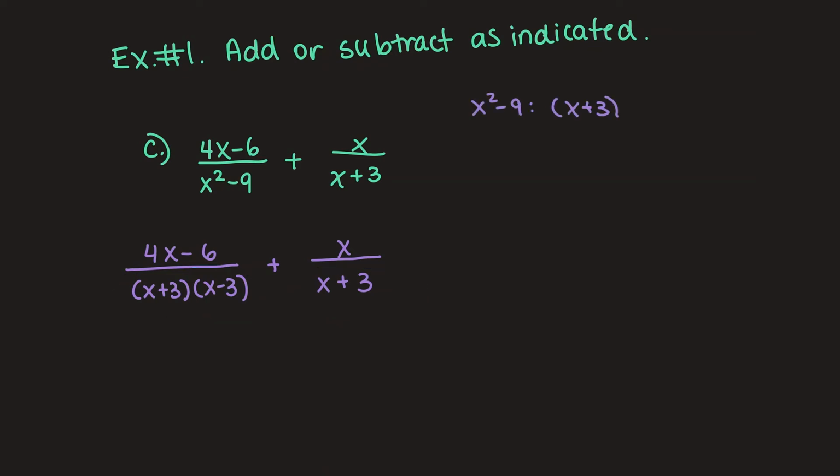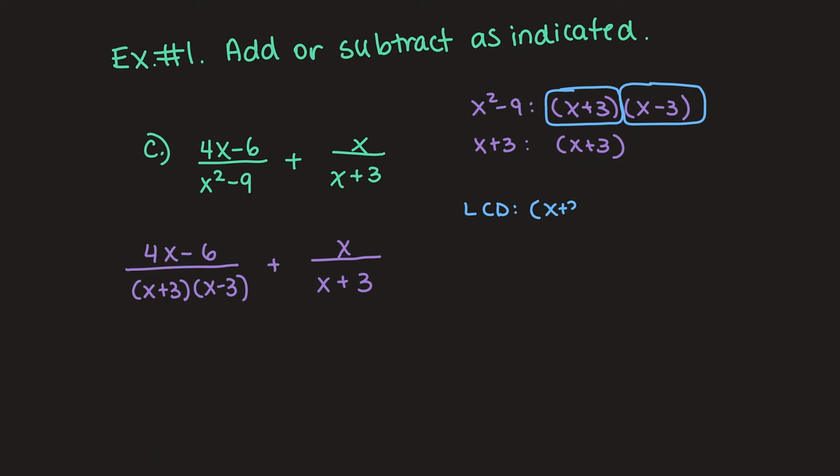So in order to be a multiple of x squared minus 9, we will need at least one factor of x plus 3 and one factor of x minus 3. So we will include this in the LCD. And in order to be a multiple of x plus 3, we need at least one factor of x plus 3, which we already have in our LCD. Therefore, the LCD is x plus 3 times x minus 3.